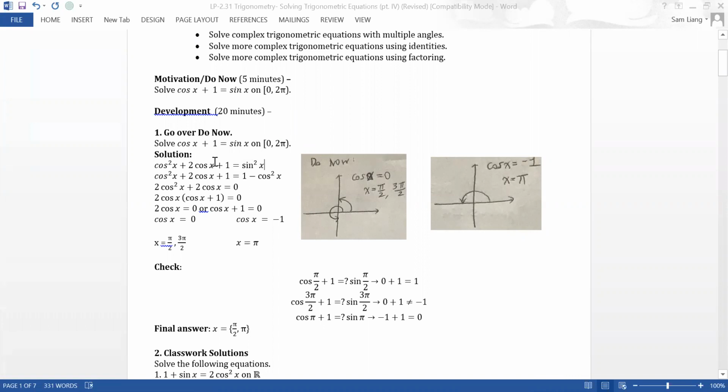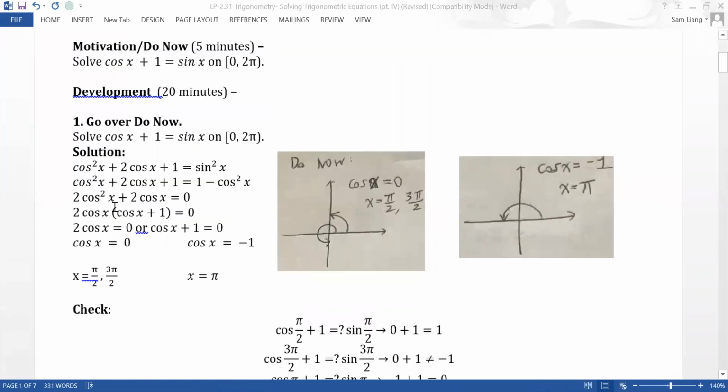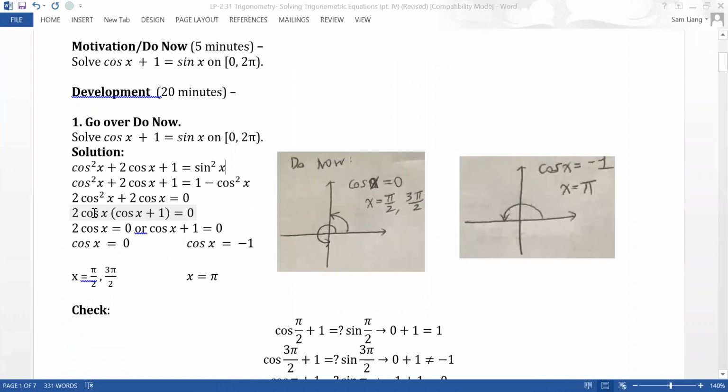at the end. On the right-hand side in the next step, I change sine squared x to 1 minus cosine squared x. And then from there, you just combine all the terms. I add cosine squared x to both sides, you get 2 cosine squared x, and then you have your 2 cosine x there. Then you subtract 1 from both sides, you get 0. From there, you can factor 2 cosine x from both these terms, so you get 2 cosine x times cosine x plus 1 is 0. And there you have 2 factors.